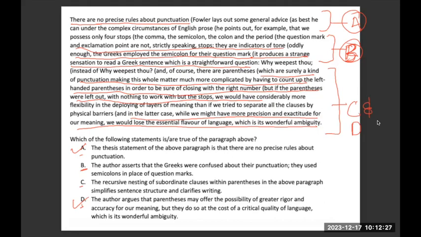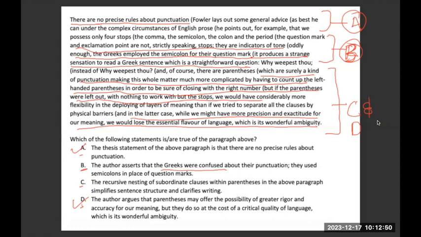It may prove, it may not prove that, all right? The next one, the author asserts that Greeks were confused about their punctuation. They use semicolons in place of question marks. Yes, the Greeks did use semicolons in place of question marks, but it is not mentioned anywhere that the Greeks were confused about their punctuation.